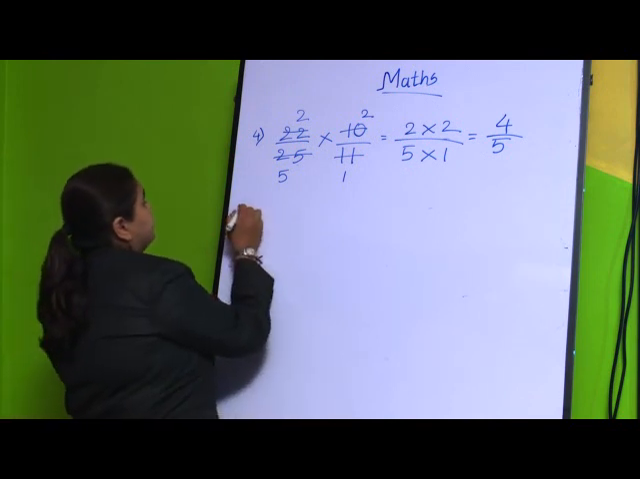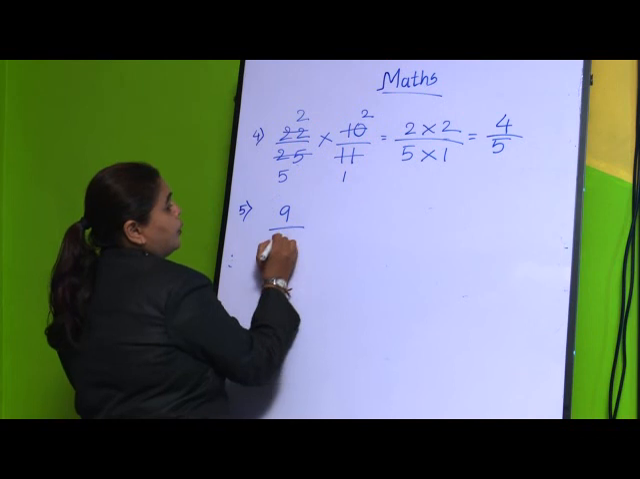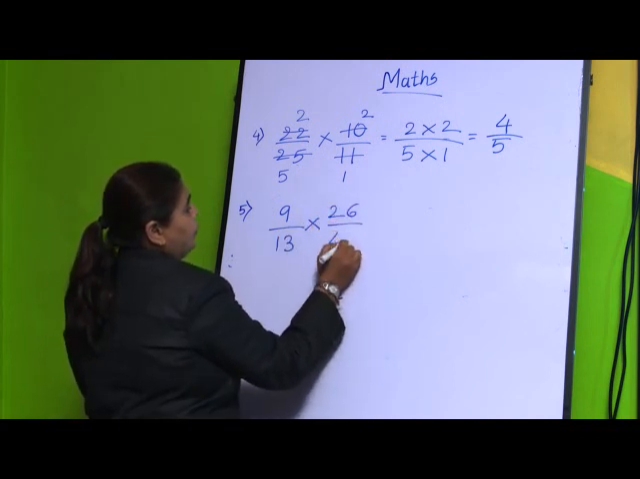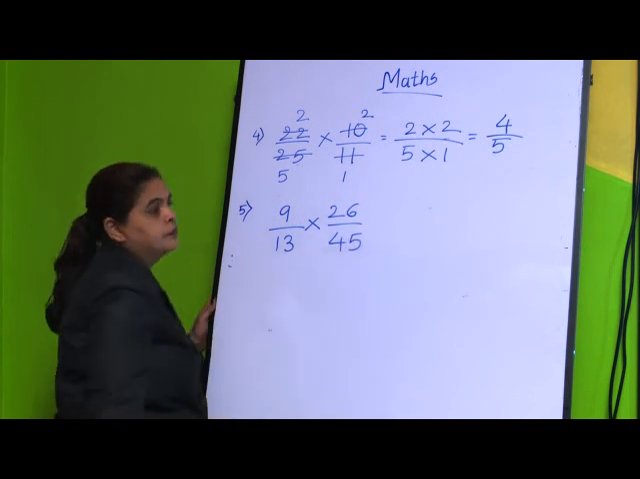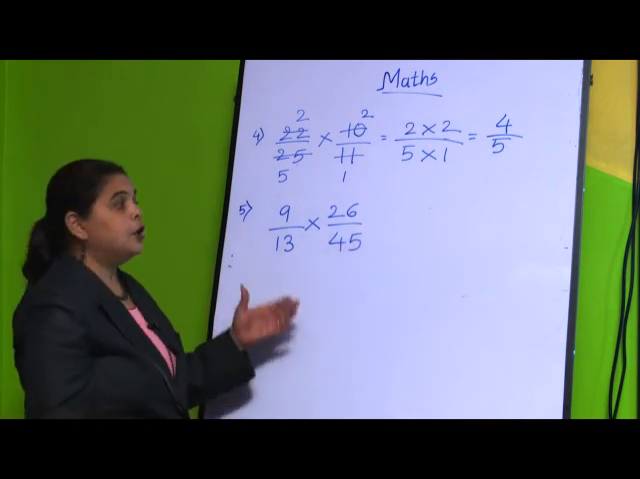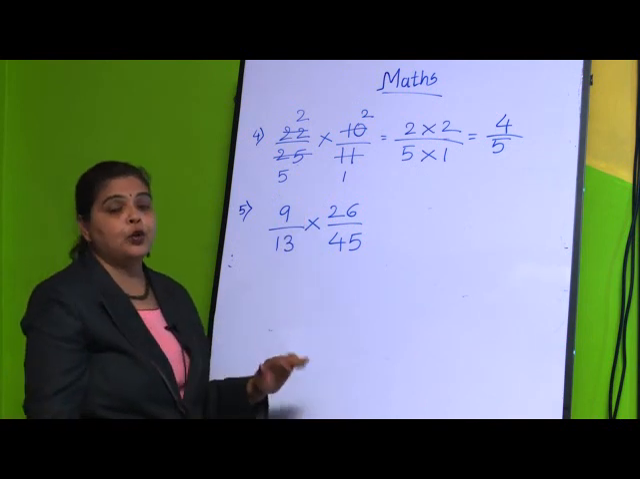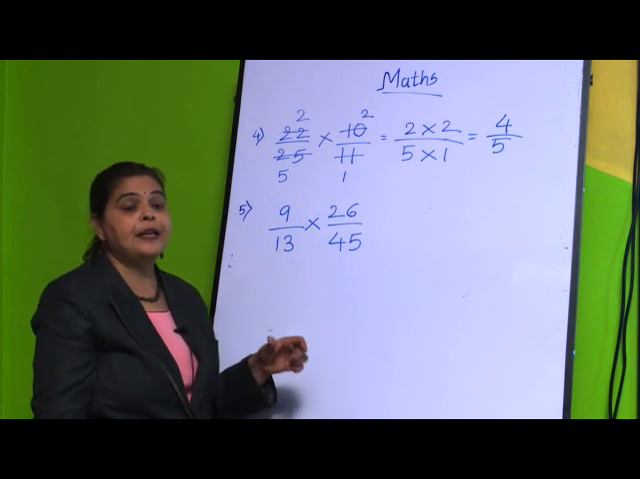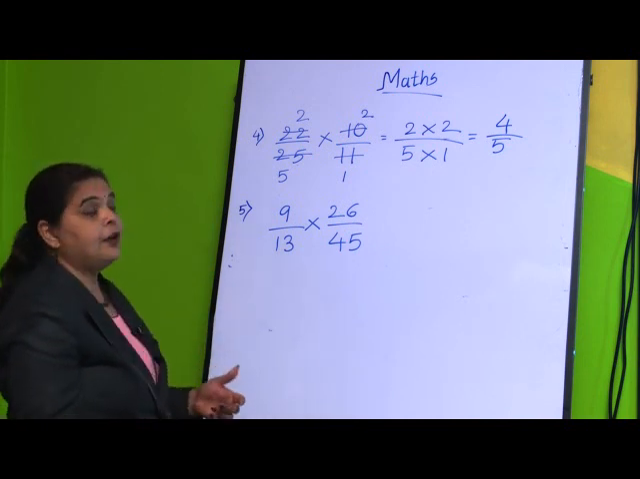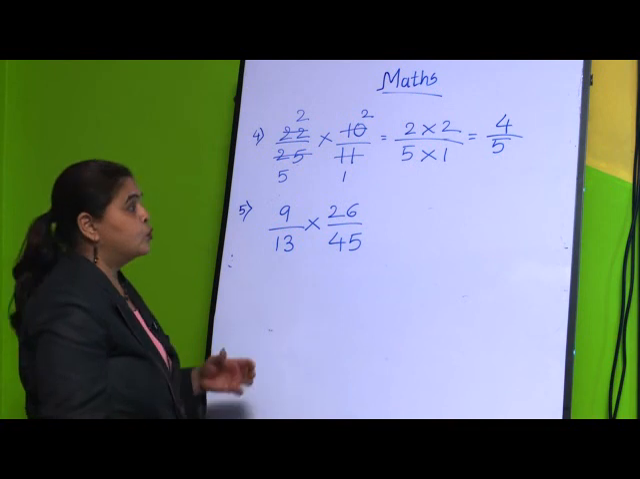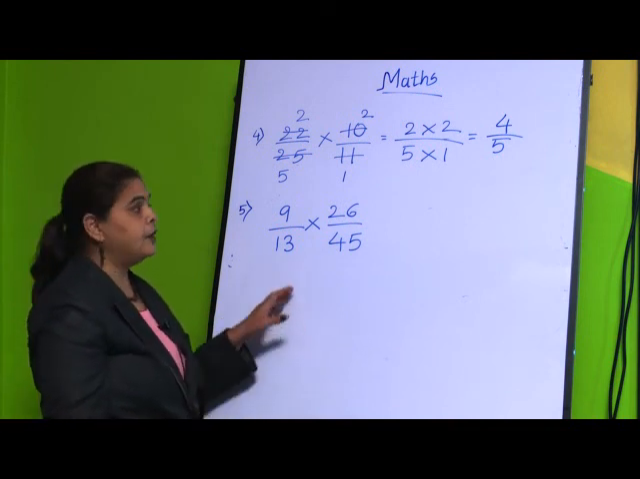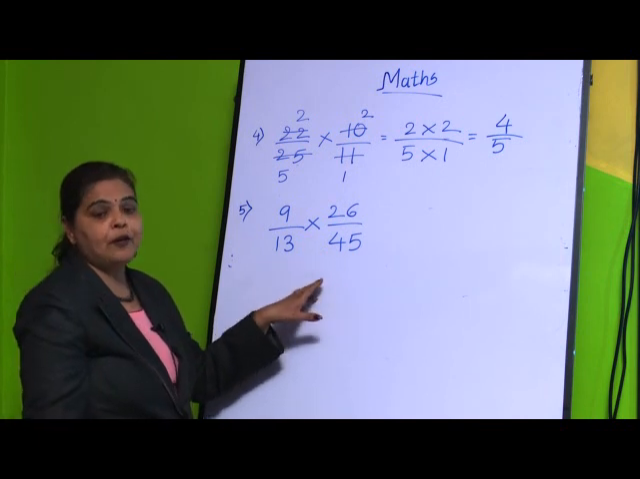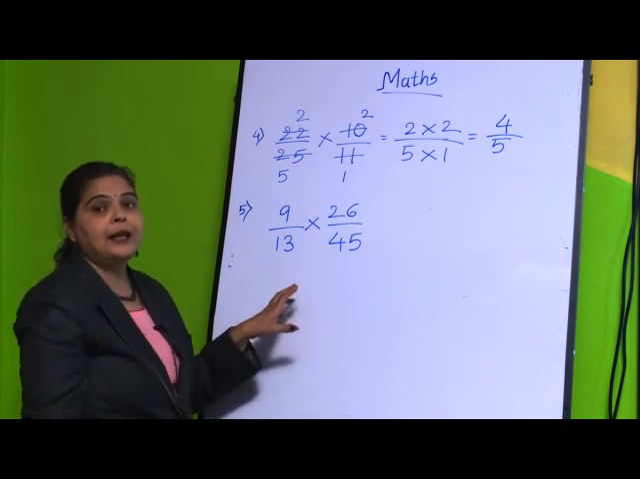One more example is 9 upon 13 multiplied by 26 upon 45. When you are getting a larger number, slowly we have to use the divisibility rule and find out by which number that number will be divisible, giving a remainder of 0. Now you are in the 5th standard, you can do it directly here: reduce to the lowest form, or simplify, or simplification, all meanings are the same.